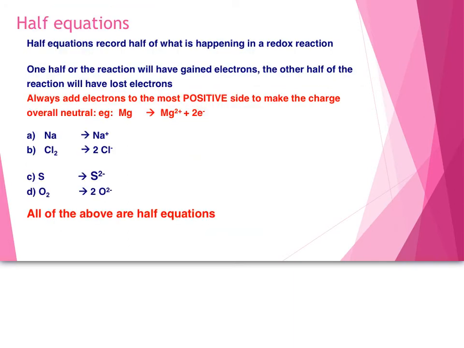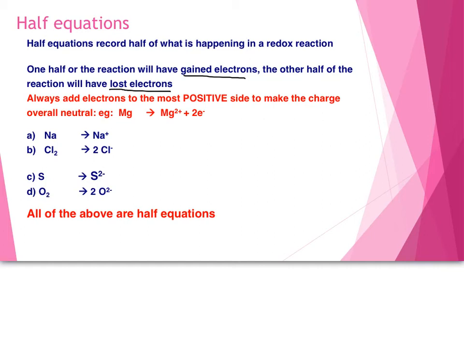Okay, so when we're doing redox equations, we want to record what's happening as far as electrons. In a redox reaction, there'll always be something that has gained electrons, and something that has lost electrons. Something gives away its electrons and something gains them. When we do these half equations, we're showing that something has lost them and something's gained them.